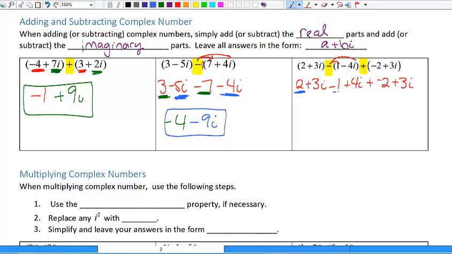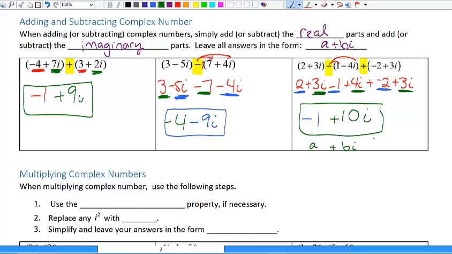And then I'm going to look at all of the real parts and add them. Well, I have 2 minus 1, which is +1. And +1 minus 2 more is -1. And then in my imaginary parts, 3i plus 4i is 7i, plus 3 more i's is plus 10i. Notice all of these are written in the form the real one plus or minus the imaginary one, a plus bi form.